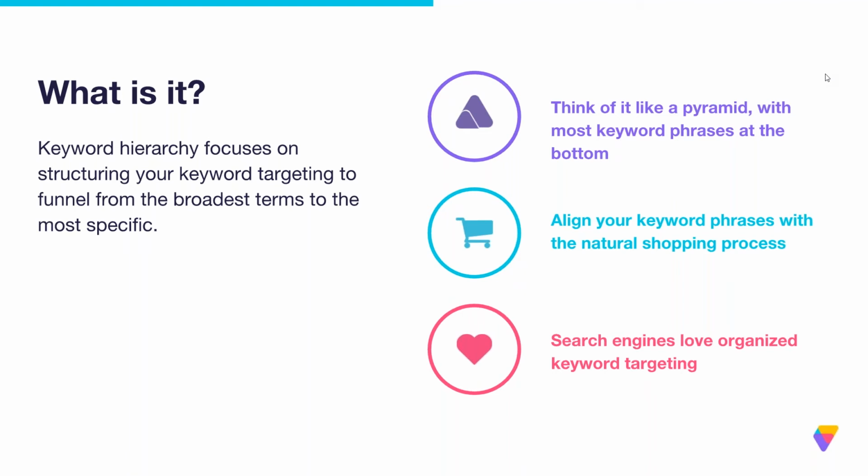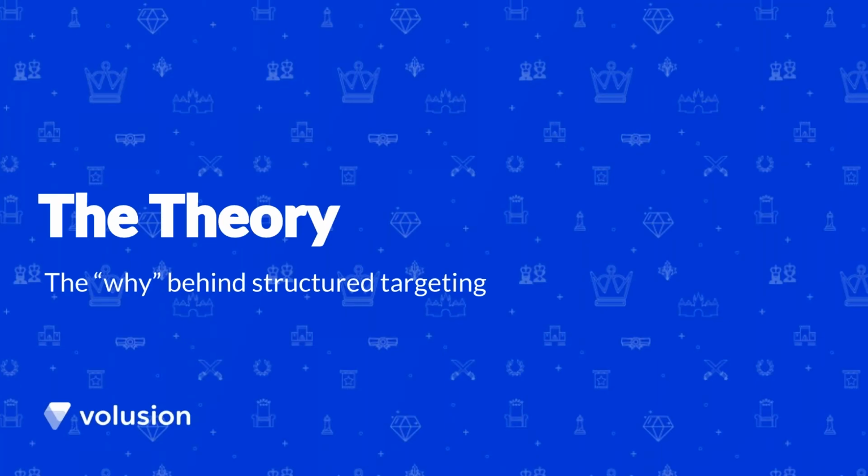And the reason why this is important is that search engines really love an organized keyword targeting approach. They want to be able to come to your website and scan it and understand which keywords apply to which pages or which products and how it all fits together into a puzzle. We'll go into some more specifics about why this is important for SEO, but this is just the general idea of keyword hierarchy. So let's take a look at the theory behind keyword hierarchy, the why behind the structured targeting.